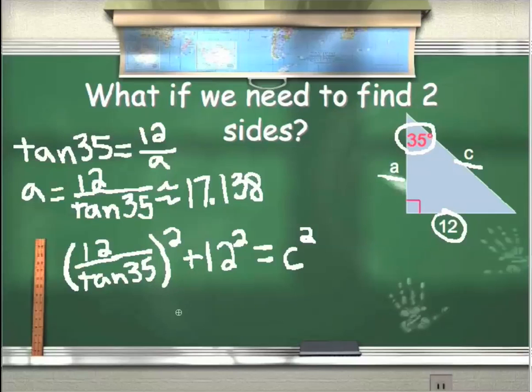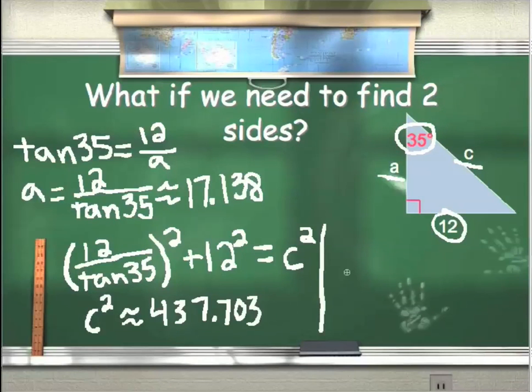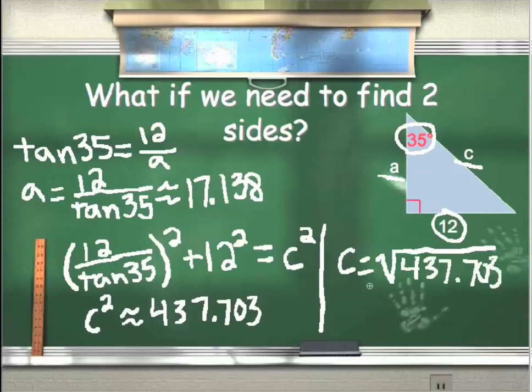Anyways, after I type all this in, I get that c squared is about 437.703. Or c is the square root of 437.703, and that's because I had to take the square root of both sides. And when I type that into the calculator, c is about 20.921.